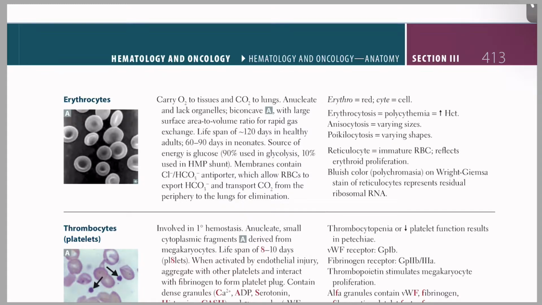Red blood cell: erythrocytosis equals polycythemia, increased RBCs. Anisocytosis, varying size. Poikilocytosis, varying shapes. Reticulocyte equals immature RBC, reflects erythroid proliferation. Bluish color, polychromasia. On right, Giemsa stain of reticulocyte presents residual ribosomal RNA.